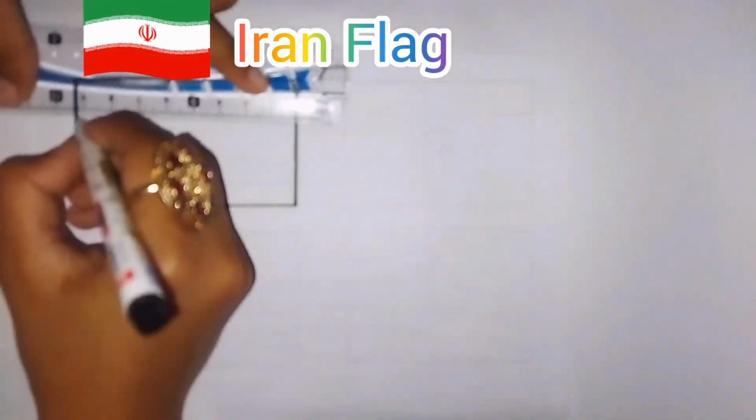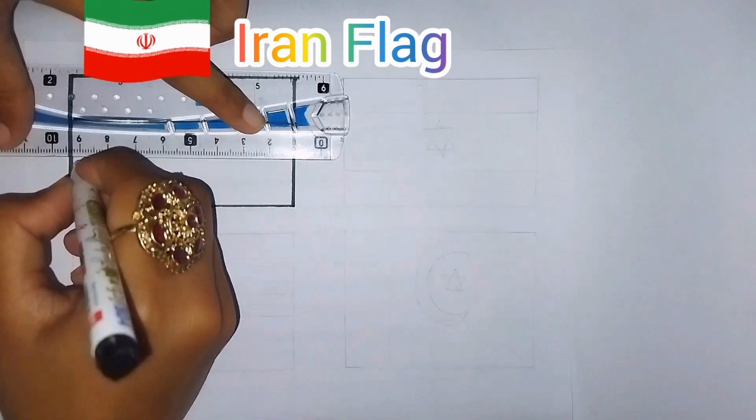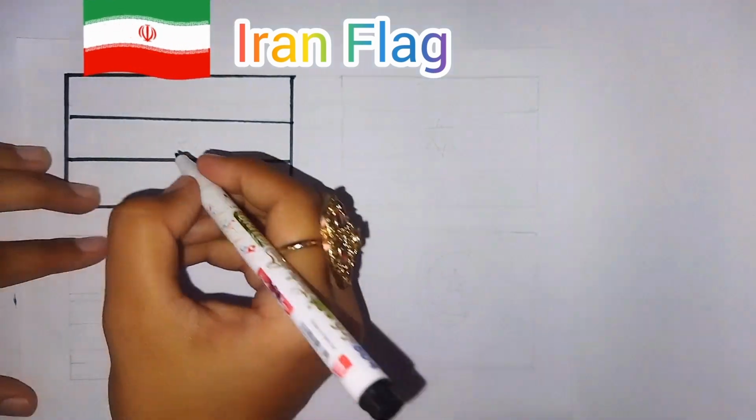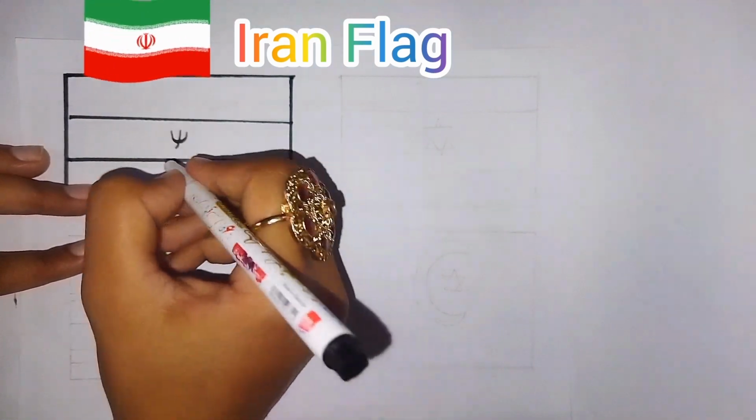Today, I draw national flags of different countries. A country is recognized by its national flag. Flags are the identity of a nation.